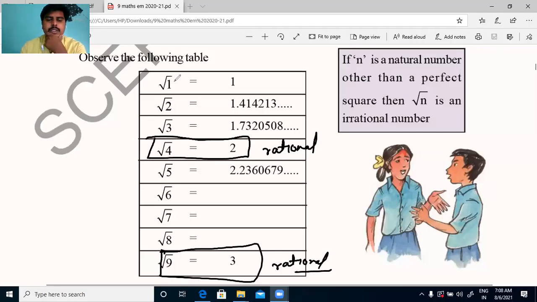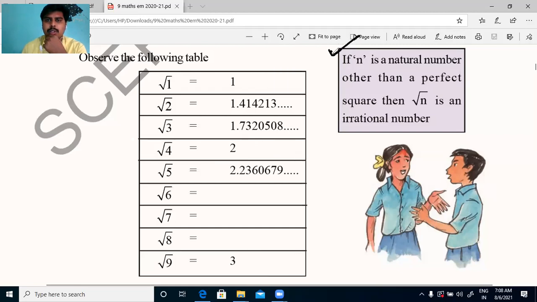Right? So these are rational numbers, and remaining root 1, root 2, sorry, not root 1. Root 1 is also not irrational, it is also a rational number. Okay. So root 2, root 3, root 5, root 6, root 7, root 8, all these are irrational numbers by this property. Okay.